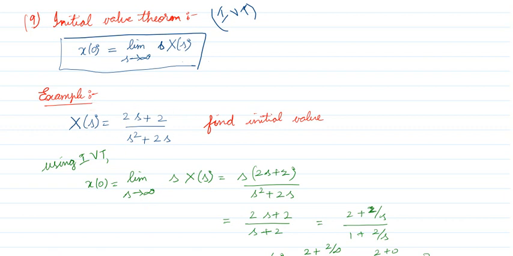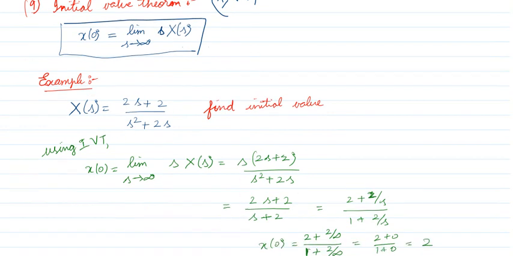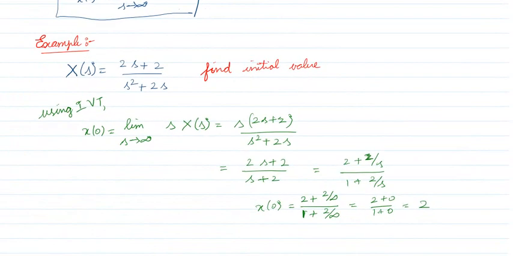I have substituted. Now in the denominator, I have taken s outside; s in the numerator and denominator get cancelled, so it becomes 2 into s plus 2 by s plus 2. Here I have failed to write the limit: it should be limit s tends to infinity.